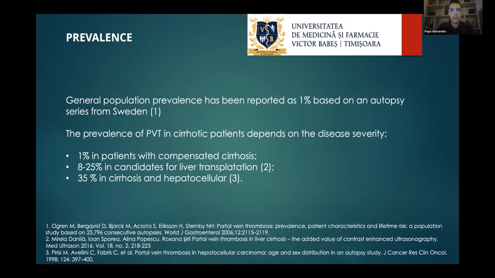Therefore, the prevalence ranges between 1% in patients with compensated cirrhosis to 25% in candidates for liver transplantation, so in decompensated cirrhosis. On the other hand, portal vein thrombosis is more frequent in patients with cirrhosis and hepatocellular carcinoma, occurring in approximately 35% of cases.